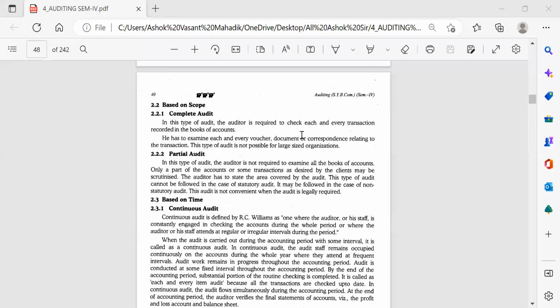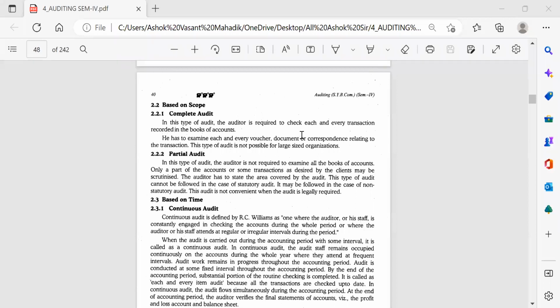Even if you ignore some part as not important, if later on any fraud is found there, then the auditor will be responsible for it. So complete audit is a kind of statutory audit. We have to cover each and every transaction, each and every voucher, each and every document is to be checked. Clear?